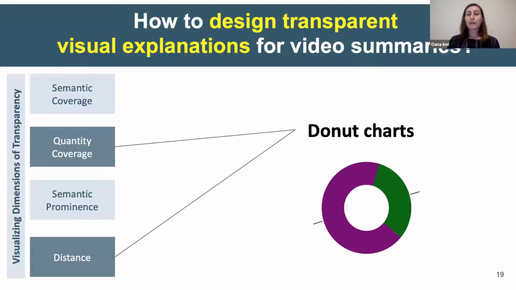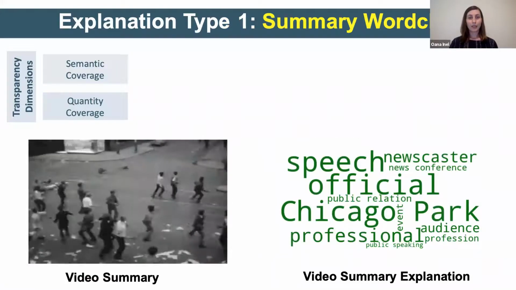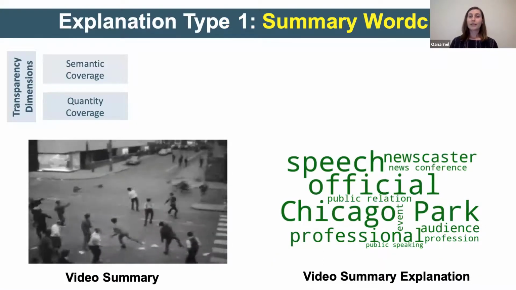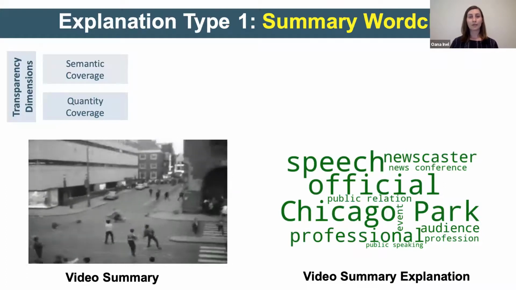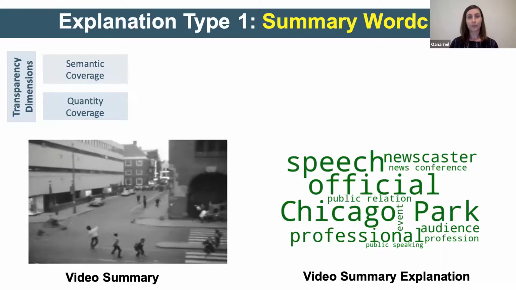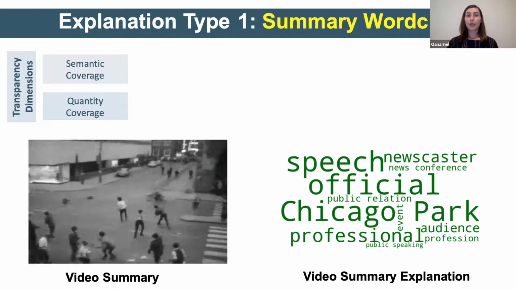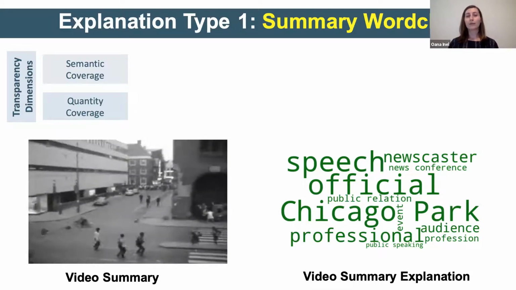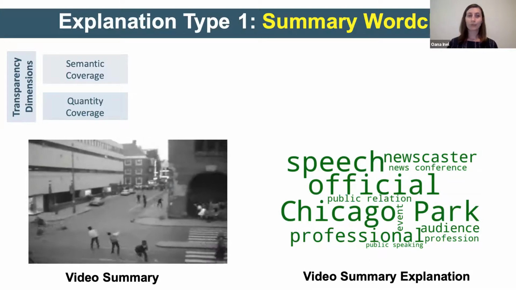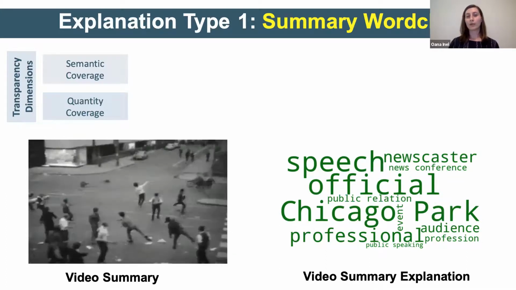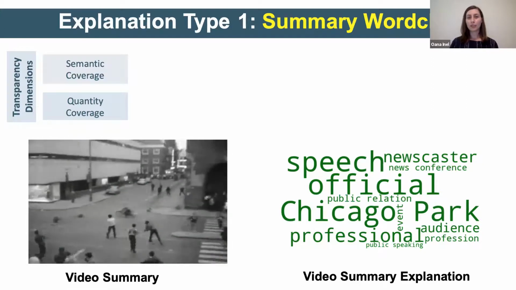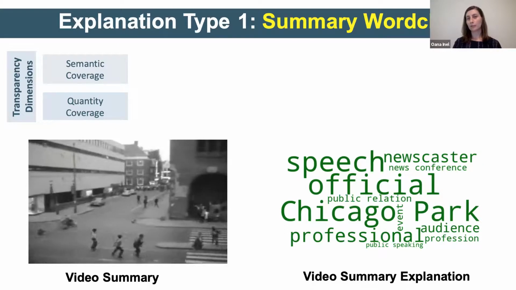Based on the 4 dimensions of transparency and these 2 graphical representations, we designed the following visual explanations for video summaries. The explanation summary word cloud represents the semantic coverage and semantic prominence dimensions in the video summary. It summarizes the main concepts depicted in the video summary in a word cloud, where the concepts covered by the video summary are depicted with green color. The size of the words indicates the prominence of the concepts, which means that the larger the word, the more prominent the concept is in the video summary.